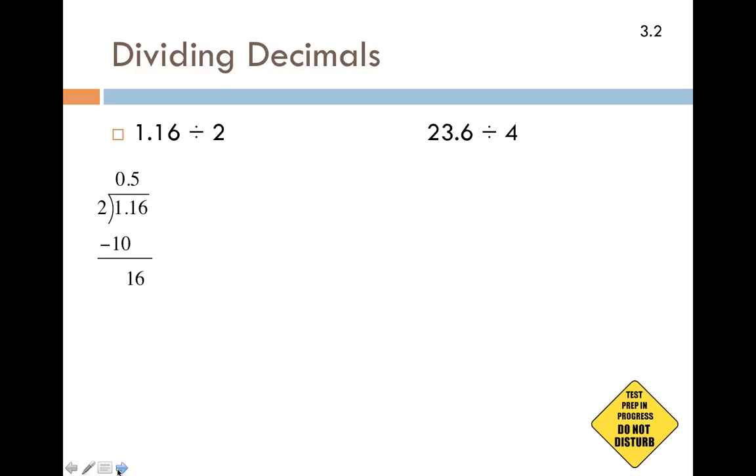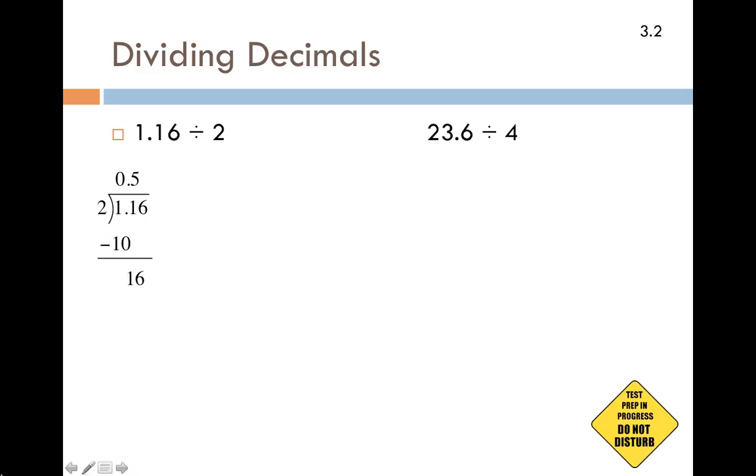Truth be told, that's why a lot of people just like to take a calculator to these dividing decimal problems, because you've got a lot of rules to remember. So since we can't divide 1 by 2, we'll put a 0 there, because 0 means none. Then we go 2 times 0, that gives us 0. Then 1 minus 0 gives us 1. And then we'll bring down the 1, and that'll give us 11.